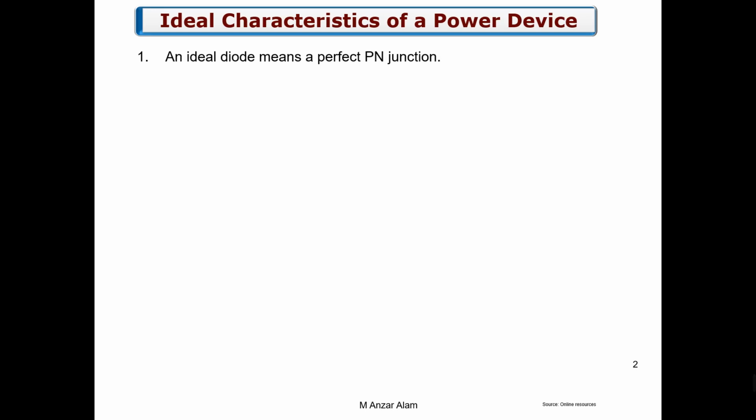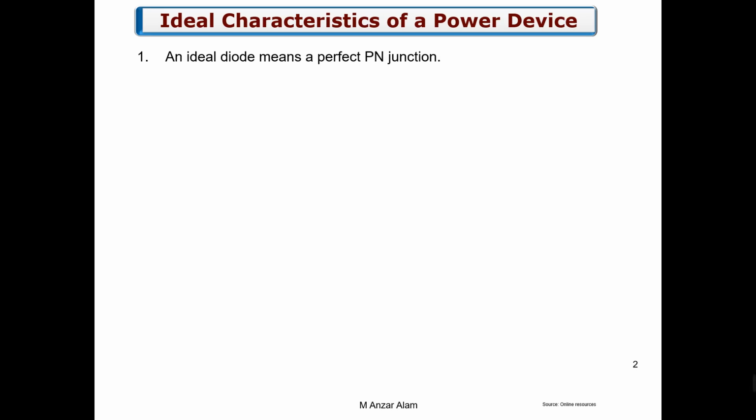Hopefully you will try to understand the ideal and the actual property. So an ideal diode means a perfect PN junction. We can also simply say that ideally we should design a diode, and this diode should have the ideal property. Whenever we connect an external supply, it should turn on. Whenever we remove the external supply, it should turn off. But this is not the actual case.